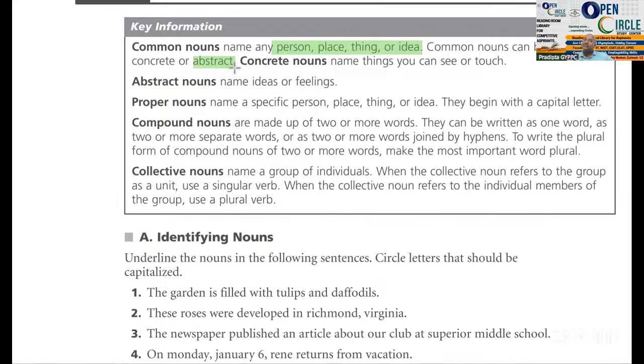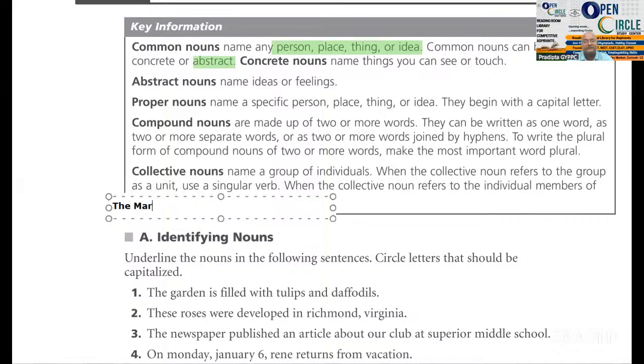But it could also be a common noun. How? Let us see. Suppose I write a sentence. The Mars has 2 moons.